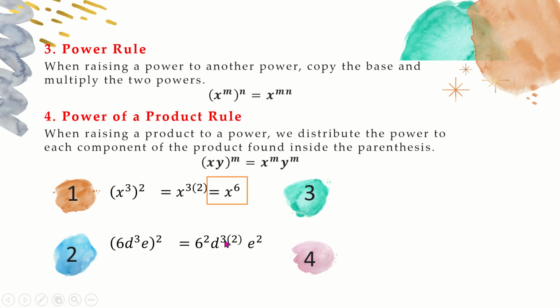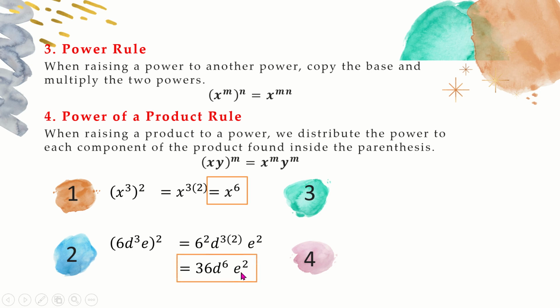Then for d cubed, you can see d has exponent 3, but it is multiplied by another exponent 2, so 3 times 2. The e is understood to be 1, so 1 times 2 is still 2 as an exponent. Then simplify 6 squared. The square of 6 means 6 times 6, which is 36. It is not 6 times 2, 12, but 6 times 6, 36. Then 3 times 2 as the exponent of d gives d exponent 6. Then copy e squared.